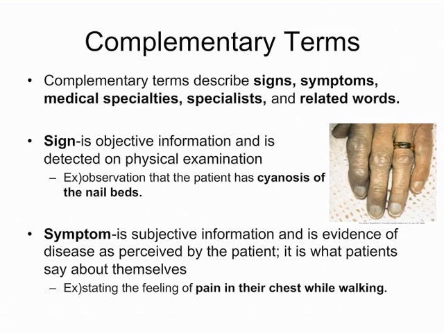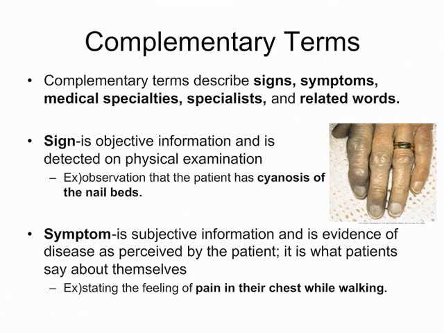Here I just want to clarify for you what is the difference between a sign and a symptom. Both of these fall under the term complementary, but they are different from one another. A sign is an objective piece of information. So it is something that the doctor actually can see when you go in to see them. For example, in this picture is cyanosis of the nail bed. And if you dissect the word cyanosis, you know that it means an abnormal condition of blue. So that's something that the doctor could easily see when you go into the office.